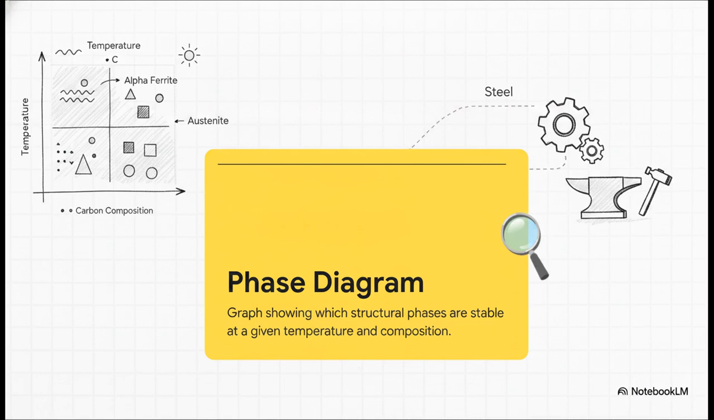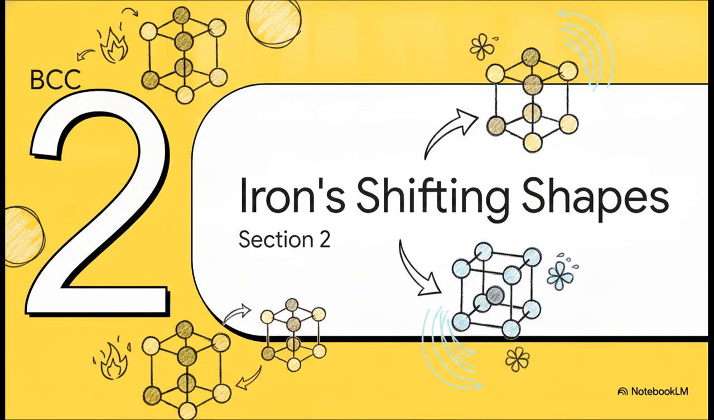To get our bearings, a phase diagram basically plots temperature on one axis against composition, like, say, carbon content on the other. This reveals exactly which internal structural phases of a material are actually stable under those given conditions. This is absolutely crucial, guys, because it dictates the physical reality of every single piece of steel and cast iron out there. Moving right along to Section 2, Iron's Shifting Shapes.